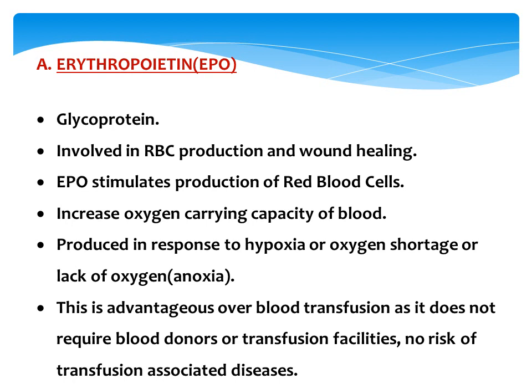Coming to erythropoietin or EPO, it's a glycoprotein. It is involved in RBC production and wound healing. It stimulates the production of RBC and increases the oxygen carrying capacity of the blood. It is produced in response to two conditions: 1, oxygen shortage or hypoxia, and 2, lack of oxygen or anoxia.